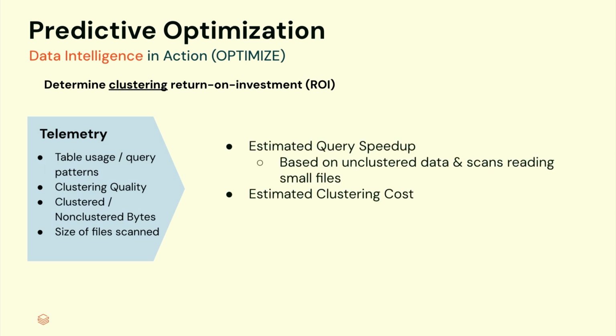Using this telemetry, PO estimates the following. One obvious thing is the estimated cost of clustering. And the important thing is, what is the estimated query speedup? And the speedup is from two aspects. One is improved data skipping with well-clustered data, and the other is improved performance from reading good-sized files, basically looking for evidence of whether you have any small files in there and your scans are reading them.